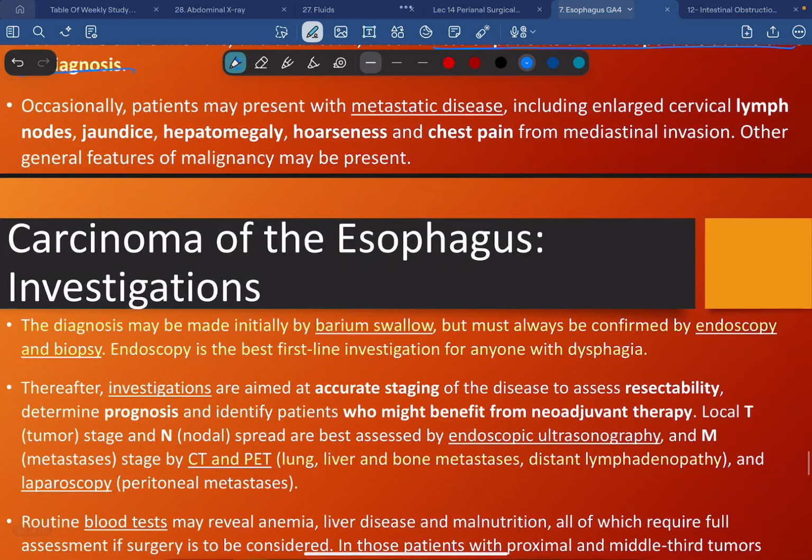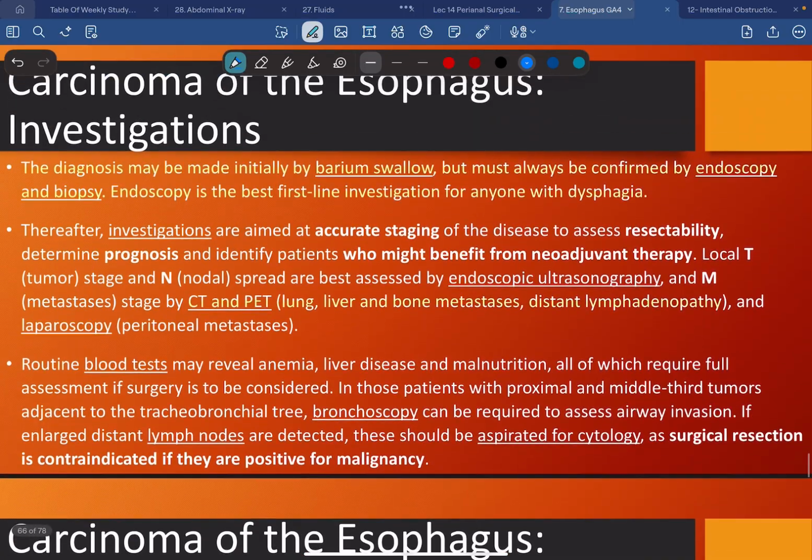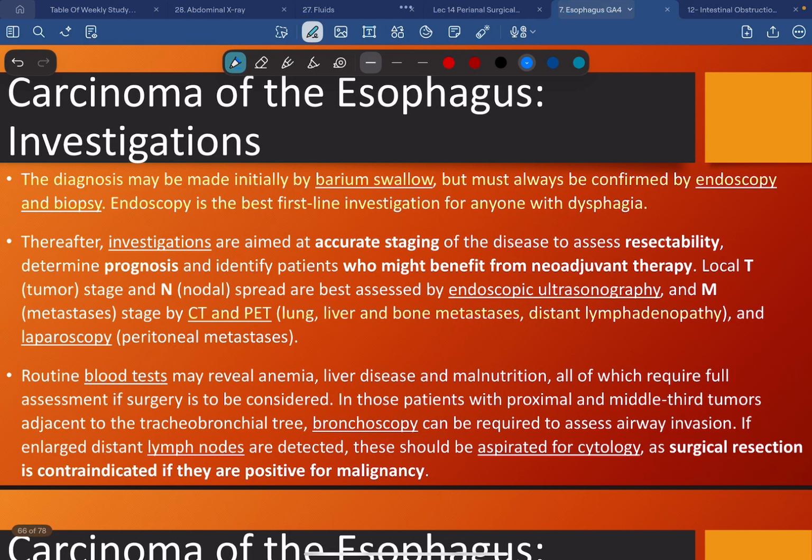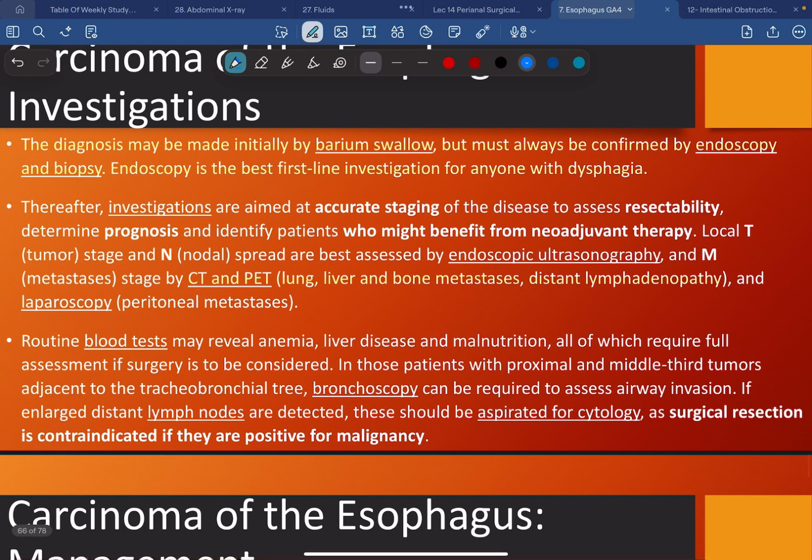Investigation: the barium or any contrast swallow will show the anatomical picture exactly. The endoscopy is the better investigation, and it allows biopsy. Also, we investigate the patient for metastatic disease, like CT scan and PET scan, and blood tests to show any anemia or liver dysfunction. If lung or respiratory complications happen, we can also do bronchoscopy.